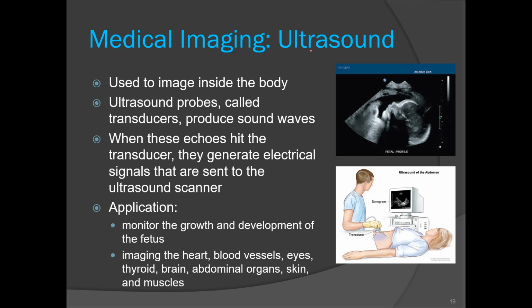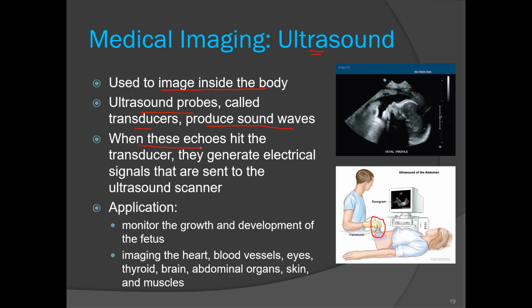Now the next application is ultrasound. It is used to image inside the body. This equipment is known as the ultrasound probe or transducer. It produces sound waves. It is capable of emitting the ultrasound, and it can also detect the ultrasound echoes which are coming from the patient's body. It will perform two tasks: it will produce the ultrasound, and it will detect its echo also.